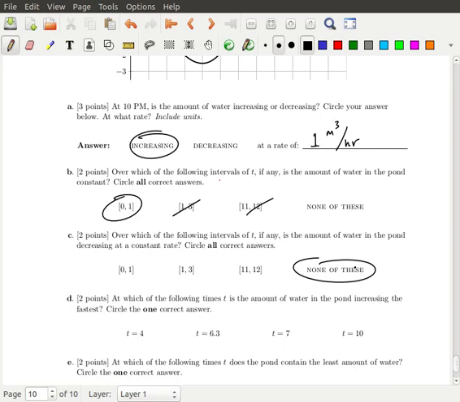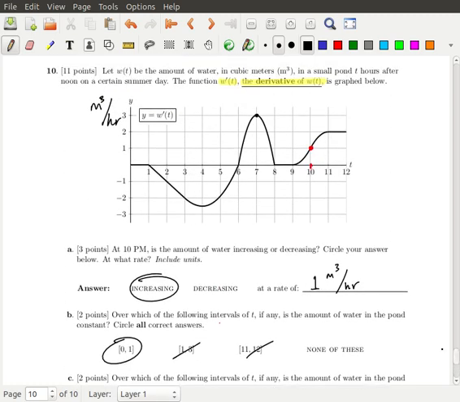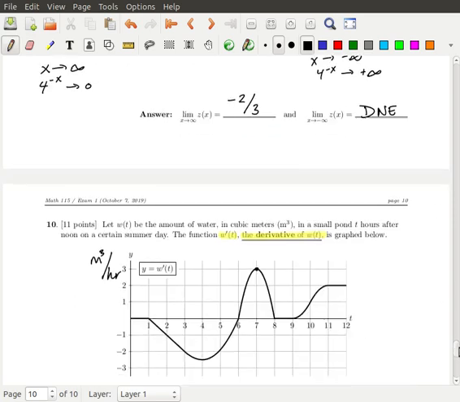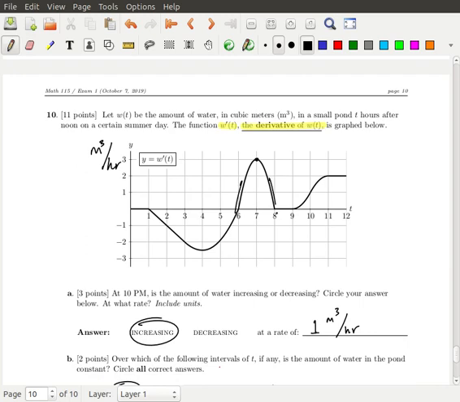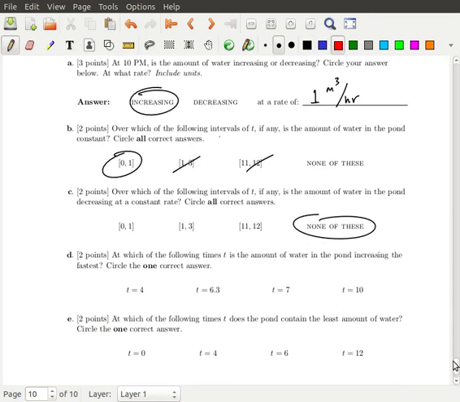Part D, at which of the following times is the amount of water in the pond increasing the fastest? Circle the one correct answer. So where is it increasing the fastest? Again, it's really easy for folks to start looking for the slopes here. But that's not what you want to do. You want to look at y values, right? This is already giving you rates. So the place where the rate is the highest is the place where this function is the highest. So up here, and that looks like t equals 7.